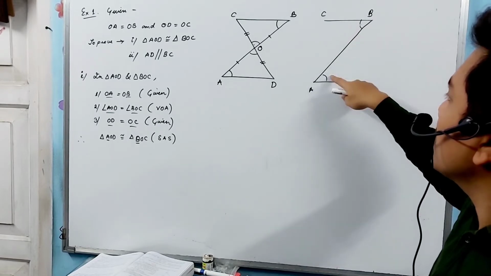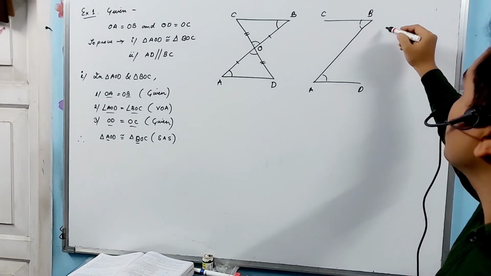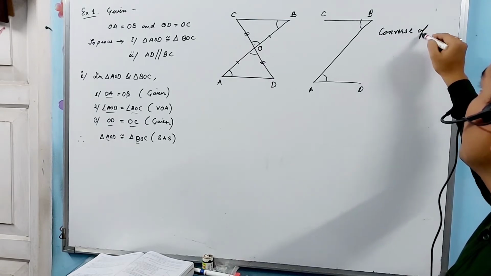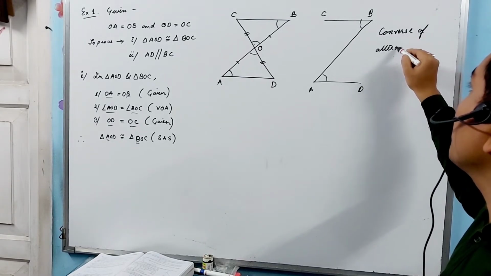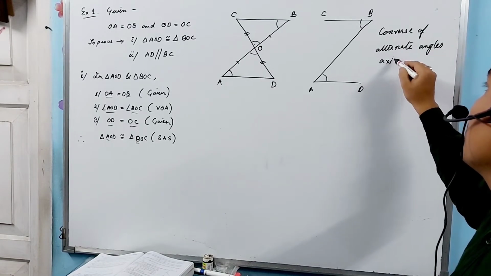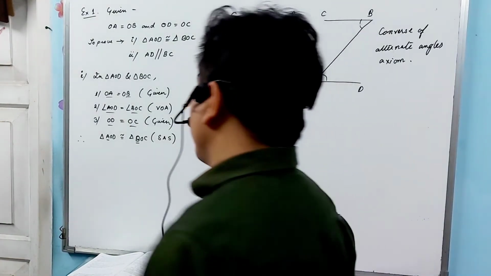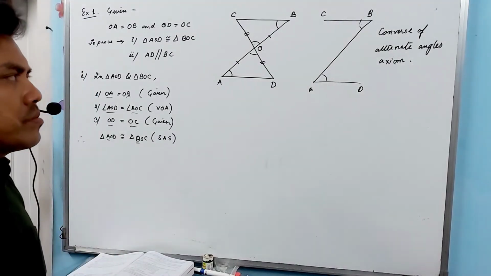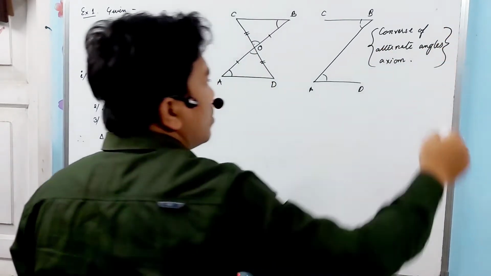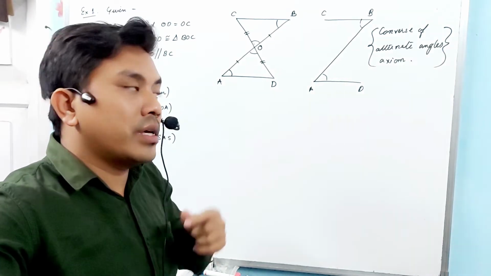Now, if these two angles are equal, then we can say that AD is parallel to BC according to the converse of alternate angles axiom. If you have not understood, then go to the previous chapter. The axiom is properly explained in that book. Or you can go to my lines and angles part, the explanation of lines and angles.